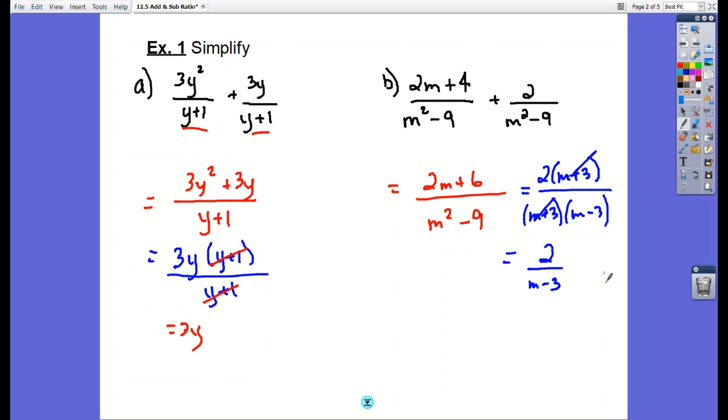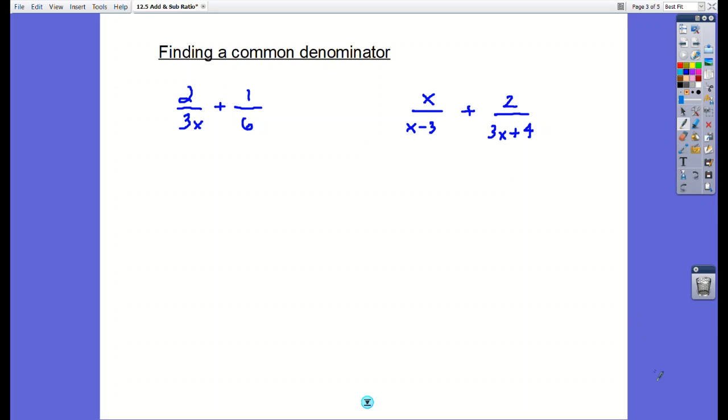So these problems are very straightforward if you're given the common denominator, right? If you already have that, it's nice. Just add the tops and then simplify if possible. Most of the time, though, that makes for not very interesting problems if you always have the denominator. So the rest of our focus is finding that common denominator, right?